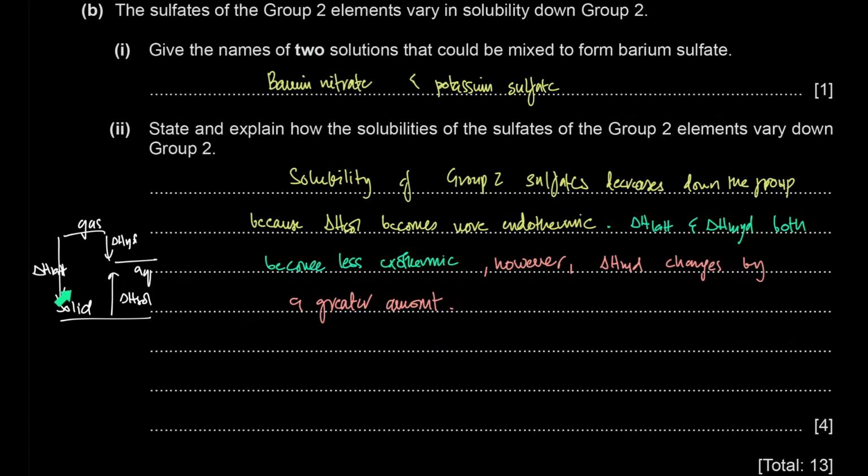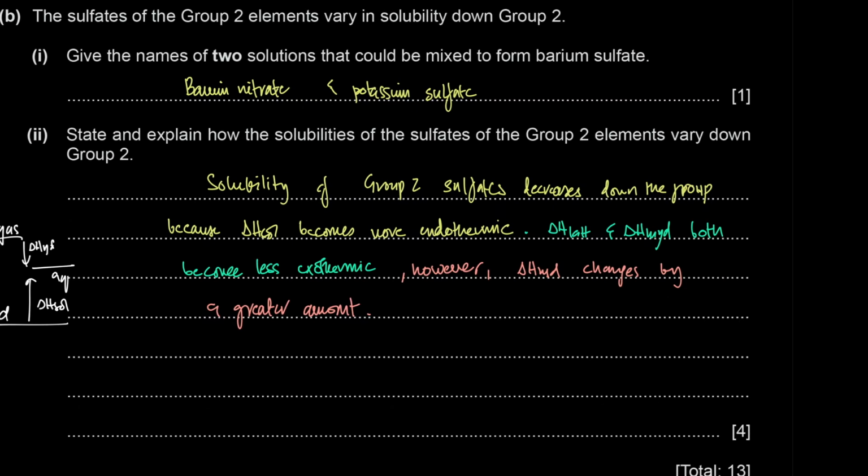So what's happening is that both of these arrows, lattice and hydration, are getting smaller down the group. They're both getting less exothermic because you have larger ions. However, the change for hydration is greater. So this arrow decreases by a greater amount, so the delta H solution becomes more endothermic. If the change here is greater, the net effect is a more endothermic delta H solution, because the change for hydration is greater.